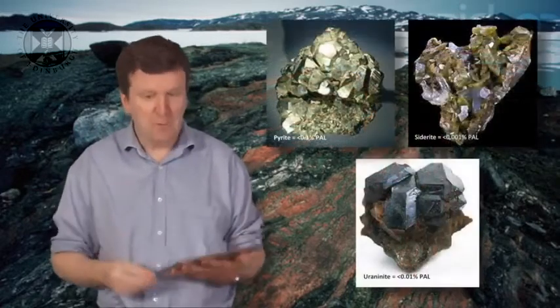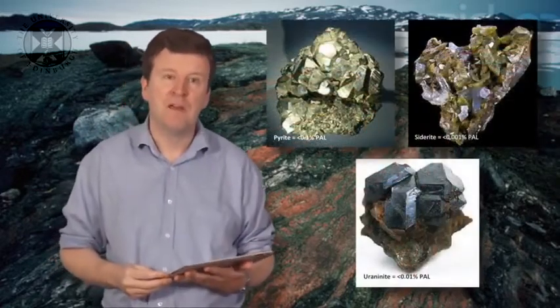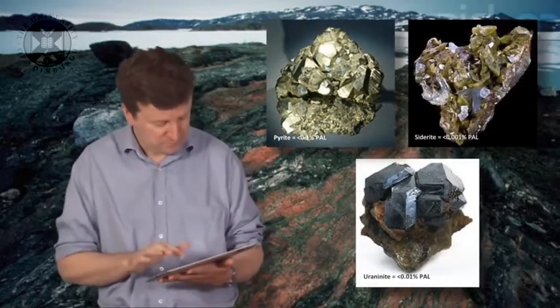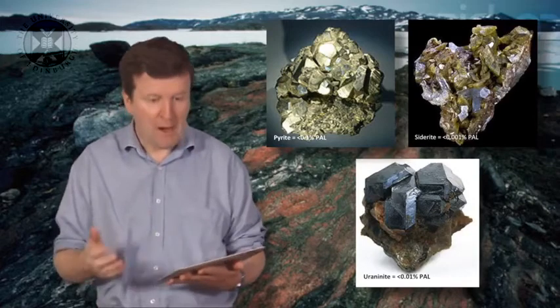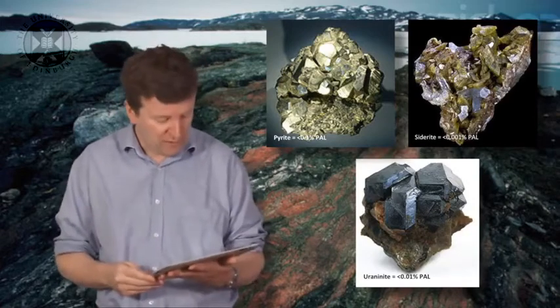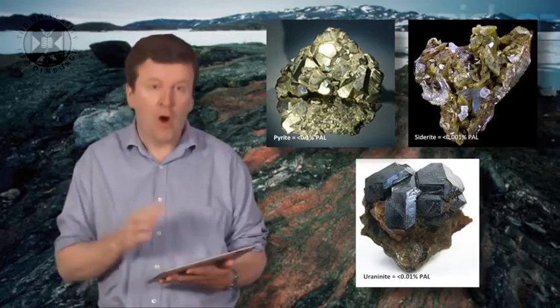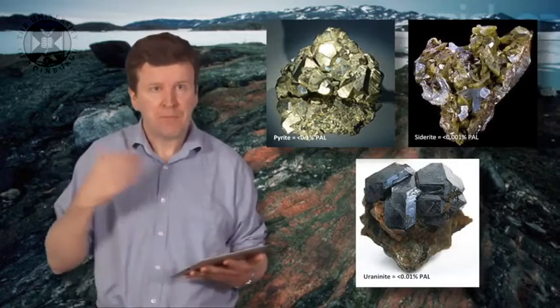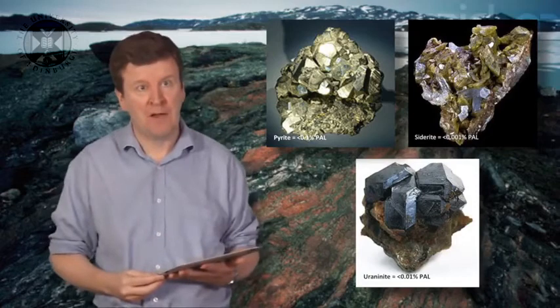We can also learn something about past oxygen environments from minerals, proxies as we call them, that tell us something about the oxygen environments in which they were formed. Here are some minerals that tend to be formed in environments with particular oxygen concentrations. For example, pyrite, which is iron sulfide, tends to be formed at oxygen concentrations less than 0.1% of the present atmospheric level, 21%.